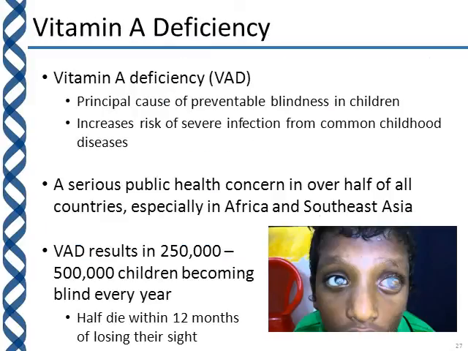So what is the issue with vitamin A deficiency? It is a principal cause of preventable blindness in children. It increases the risk of infections from common childhood diseases. It is a serious public health concern in over half of the countries, especially in Africa and Southeast Asia. Vitamin A deficiency results in between 250 and 500,000 children becoming blind annually, and half of these will die within 12 months of losing their sight.